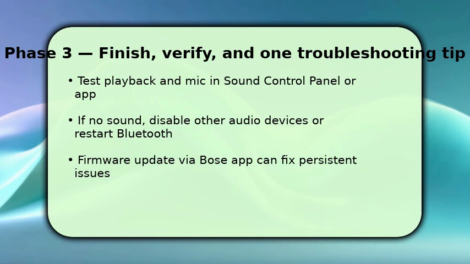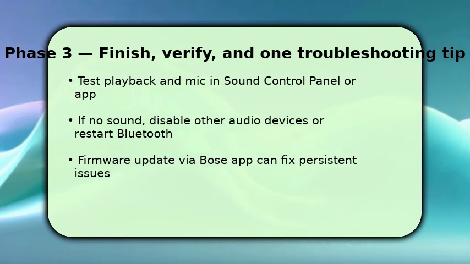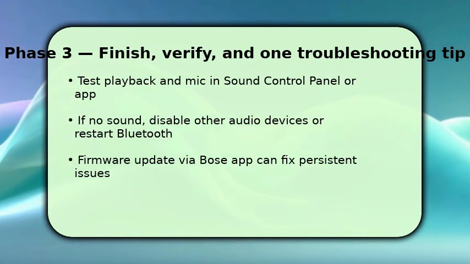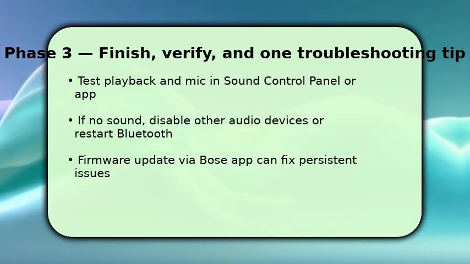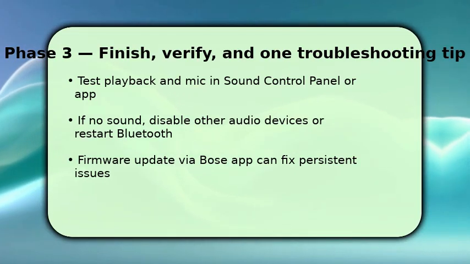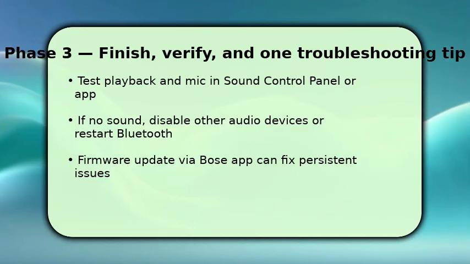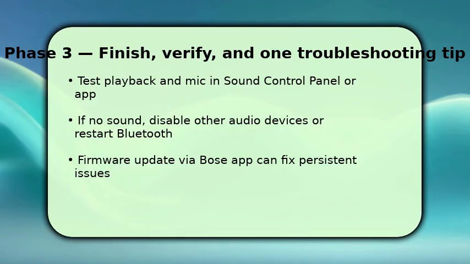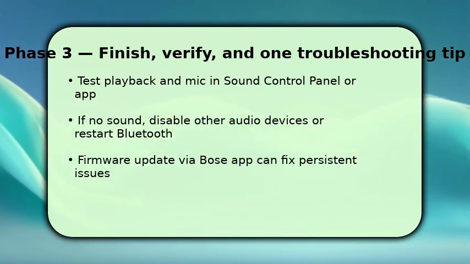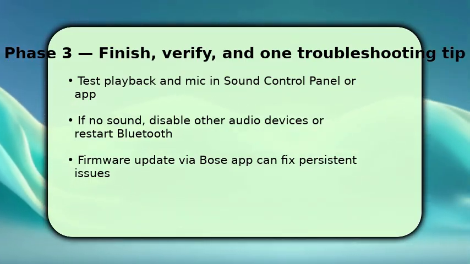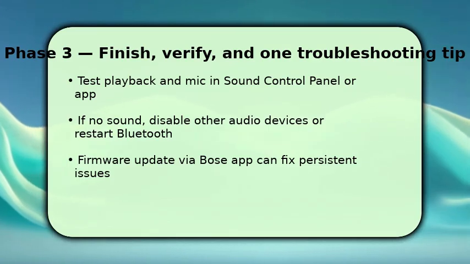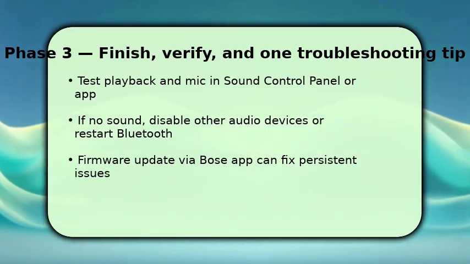Finish by verifying functionality and knowing one key fix. Play audio to confirm sound, then test the microphone in Sound Control Panel. Adjust volume levels if output is low. If connection fails or audio drops, turn Bluetooth off and back on, disconnect other paired devices, and restart the PC. This often resolves interference. If problems persist, open the Bose Updater app to check headset firmware. Updating firmware can fix compatibility issues, so make sure the headset is current.